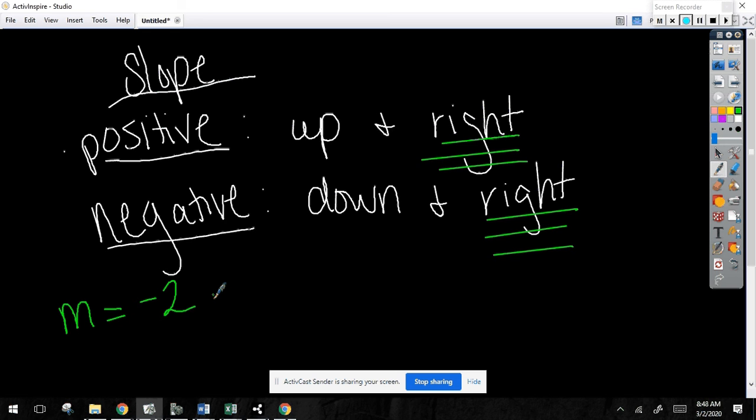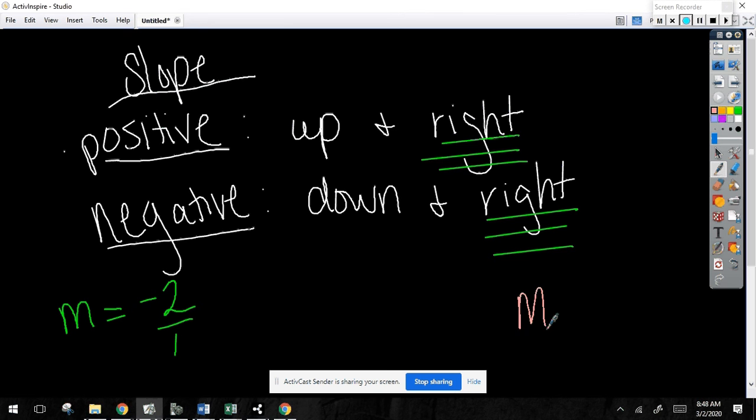If my slope is -2, how do I move from one point to the next? Down and right. Down how many? 2. Right how many? 1. Right 1, but it's not a fraction. If it's ever a whole number, you can add a 1 in the denominator.